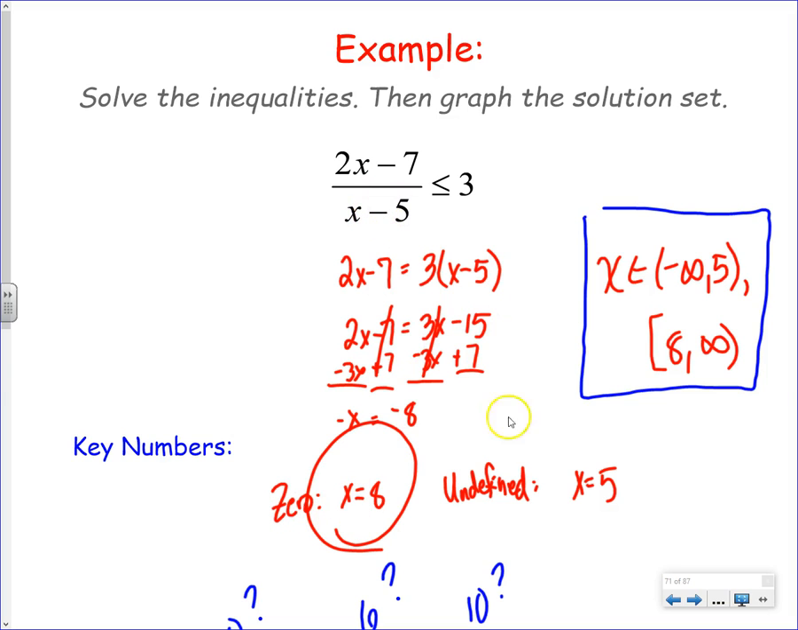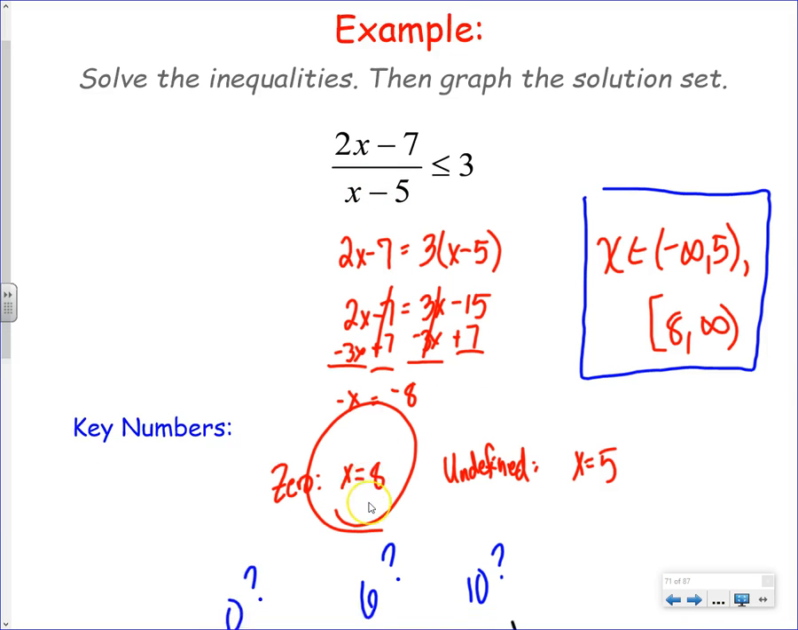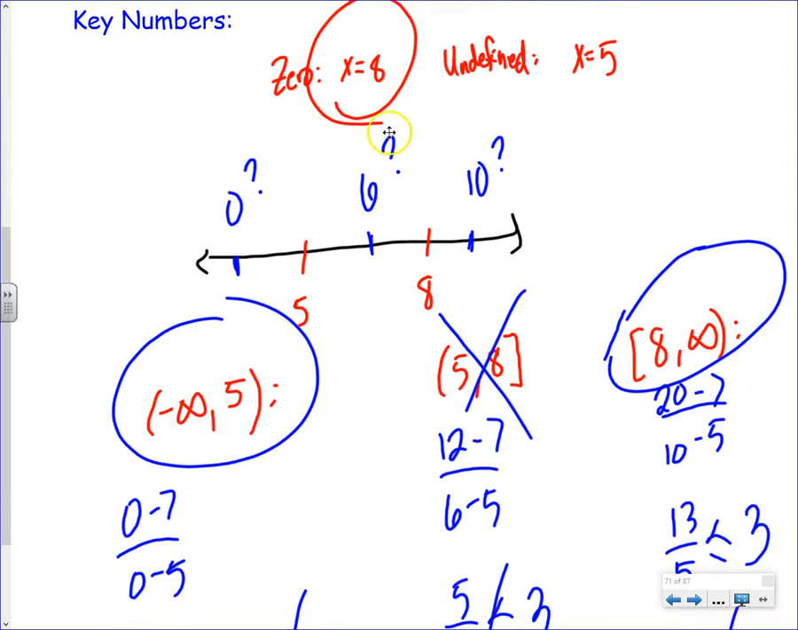So for the undefined, use the denominator. For the other critical number, solve as though there were an equal sign. But once I get those key numbers, I put both in my number line, I test 1 point in each of the intervals that are formed.